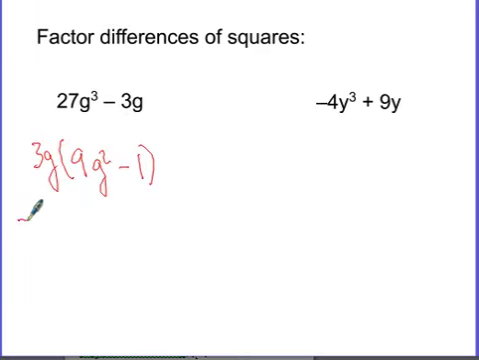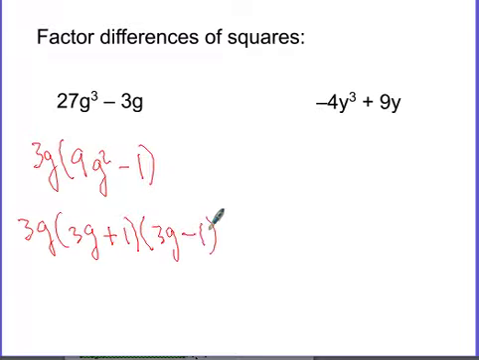So now I can do this. I can still factor 3g times, what's the square root of 9g squared? 3g plus 1 times 3g minus 1.